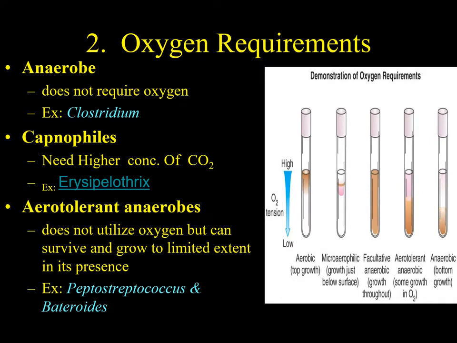The second type of group divided according to oxygen requirement is anaerobes, which do not require oxygen, like Clostridium, because they do not have any catalase enzyme. Another group classified according to this element is the capnophiles. Capnophiles need a higher concentration of CO2, like the bacteria known as Spirothrix. And finally, there is the aerotolerant anaerobe group. Aerotolerant anaerobes do not utilize oxygen but can survive and grow to a limited extent in its presence, like Streptococcus and Bacteroides.